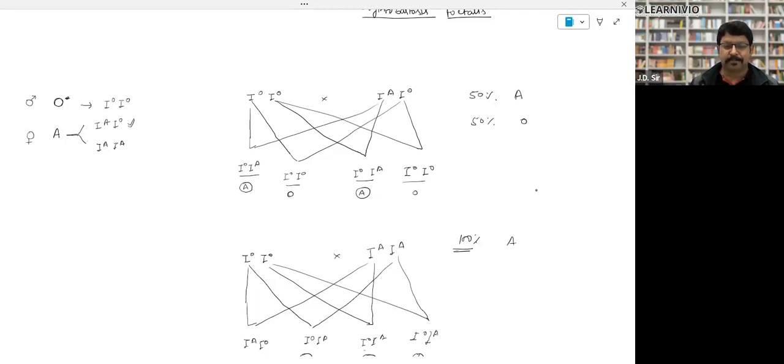A. Which A? IAIO or IAIA? IAIO. Exactly. That's how I can tell that my mother is heterozygous, not homozygous. Because one of my brothers is O, it means this combination is there, and this combination is not there. So she is a heterozygous A and my father is homozygous O.